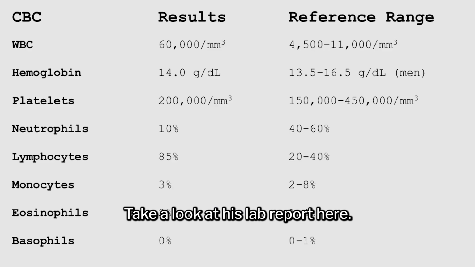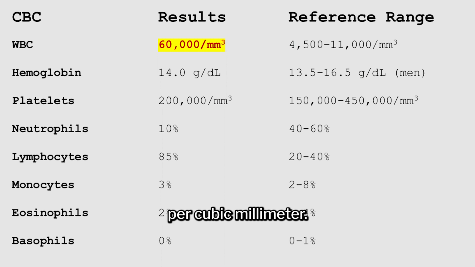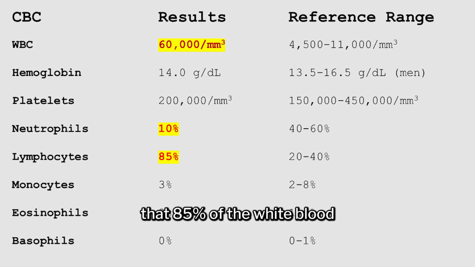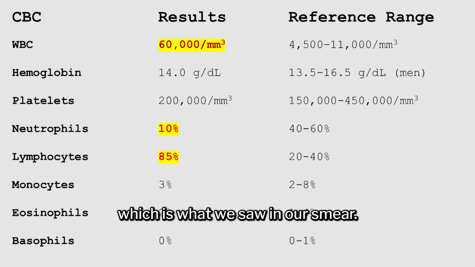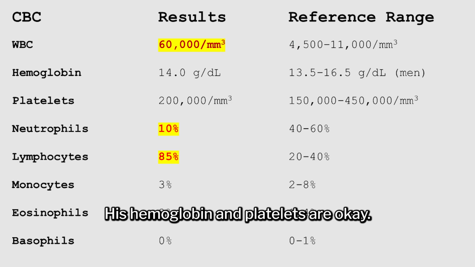Take a look at his lab report here. He has 60,000 white blood cells per cubic millimeter. That is way too much, way too many white blood cells or leukocytes. So there is a leukocytosis, and that leukocytosis is caused by a lymphocytosis. You can see here that 85% of the white blood cells are lymphocytes, which is what we saw in our smear. His hemoglobin and platelets are okay.